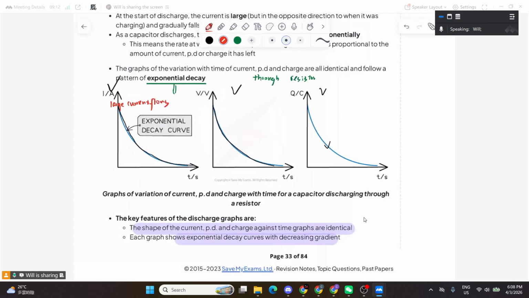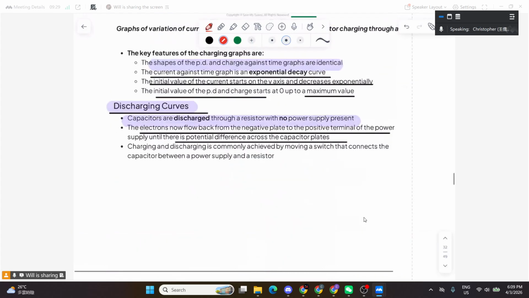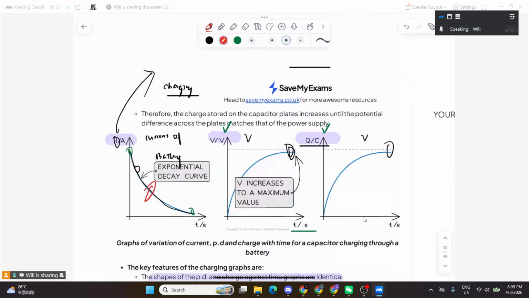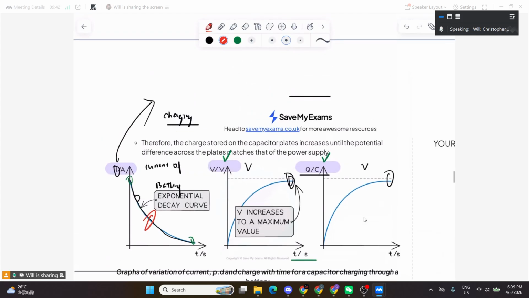I'm confused why for charging the current also decays. Why is the charging also decaying, the potential or the quantity? The current. Is that process the charging part or the discharging part? The charging.